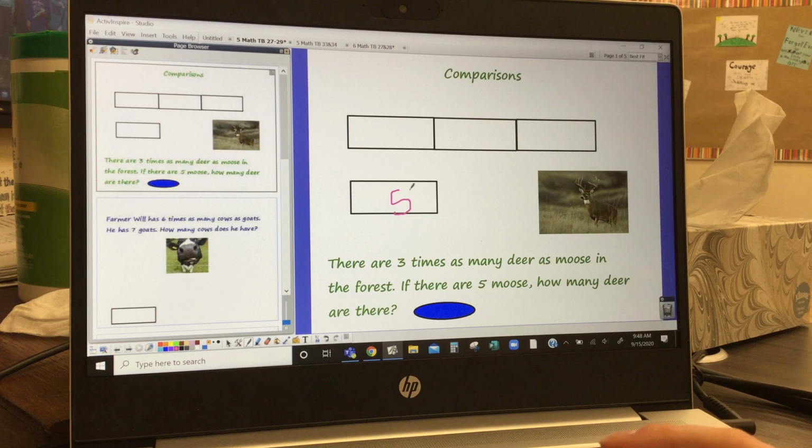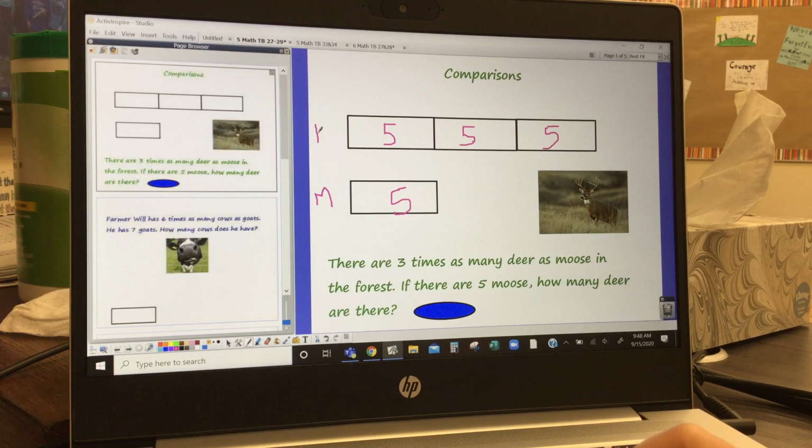So I have the one box for the 5 moose, okay? Each box is the same size. It represents 5 of something, whichever group we're in. Okay, so that's a 5, here's a 5, and that's another 5. Your notes will be far better than mine, okay? So if there are 3 times as many deer as moose, I'm gonna label this. I'm gonna put an M for moose here, okay?